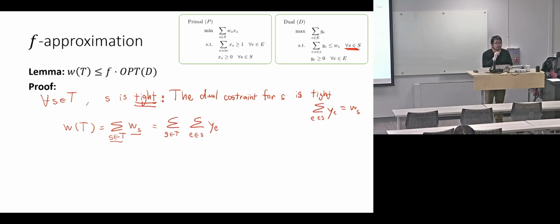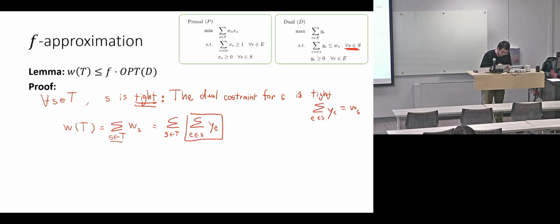Could you be double counting with that double sum, or no? No, for each of these, it's really literally just this thing. Yeah, but can't some y_e be in different sets? It can be in many sets, yeah, but we're just going to double count them. This is equality for each set, and this is where f is going to come from, right? Yeah, exactly. We're going to double count at most f times. That's where f comes from.